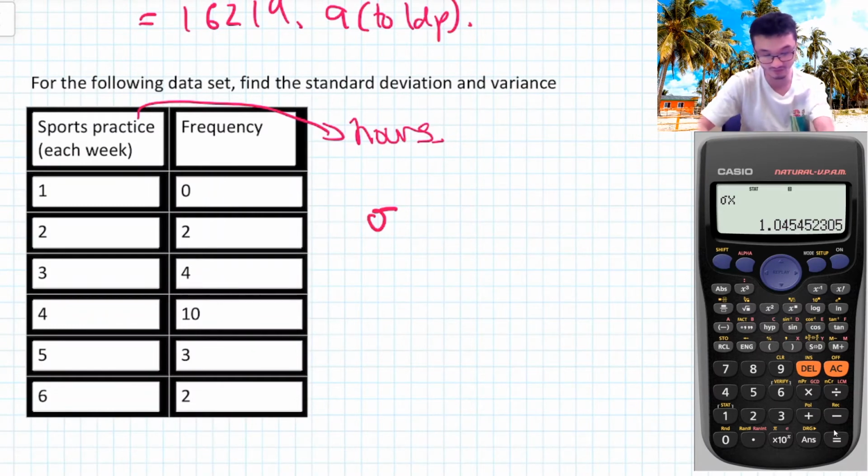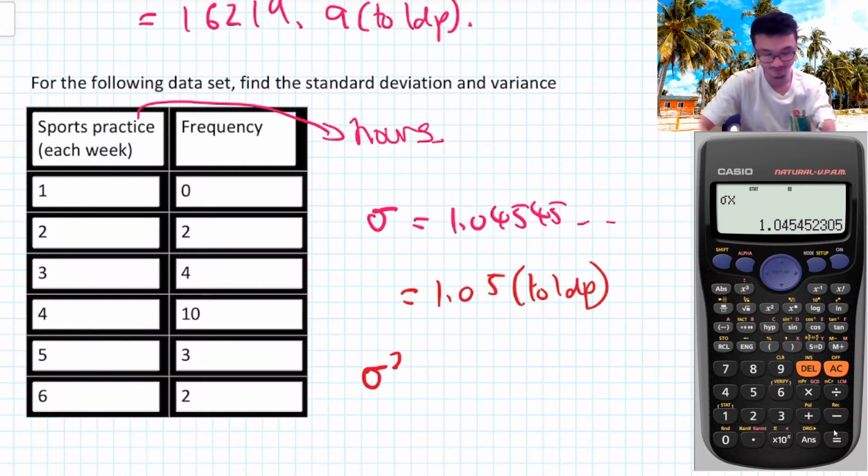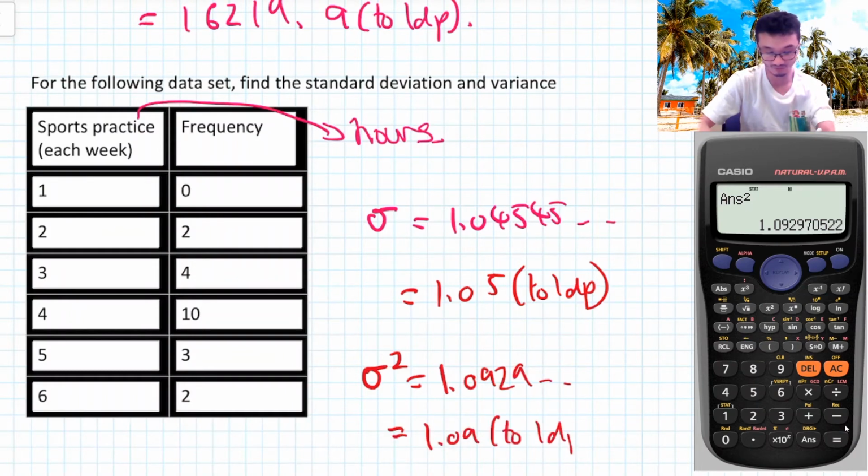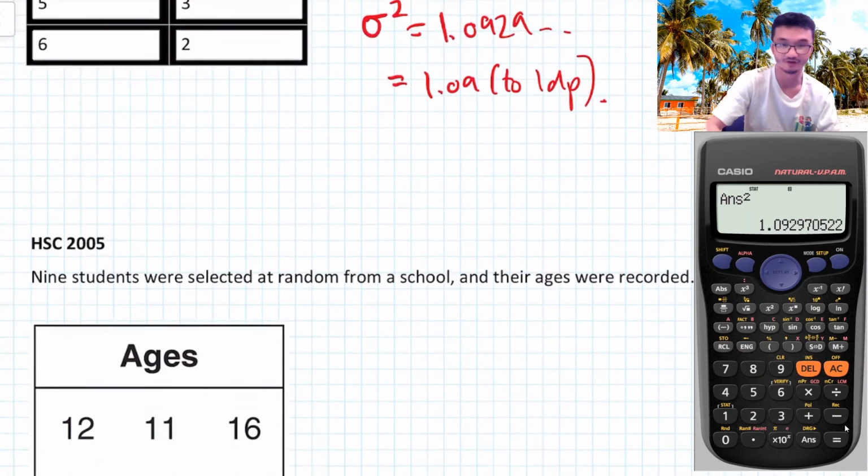So the standard deviation is going to be 1.0454. And again, let's round to 1 dp. And then the variance, sigma squared, I'm just going to go ahead and square that. Won't be much bigger, will it? 1.0929. So that's just 1.0921 dp. Awesome.